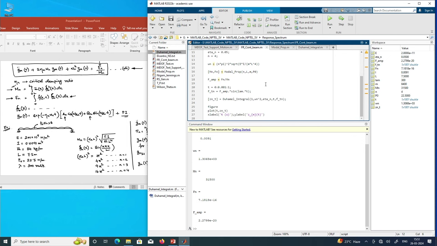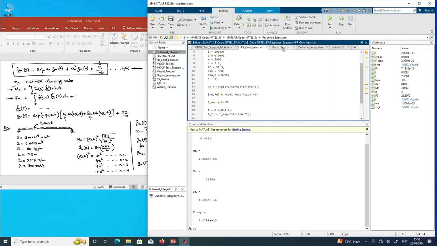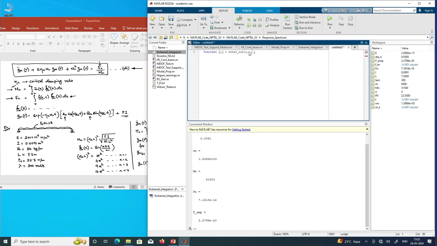So, that also we can do. For that, we have to define four cases. We can define another function. So, here you will get y of t, and then this is equal to the total solution. What we give is the number of modes, and then we have to give all these properties: L, E, I, M, P naught, and then lambda.